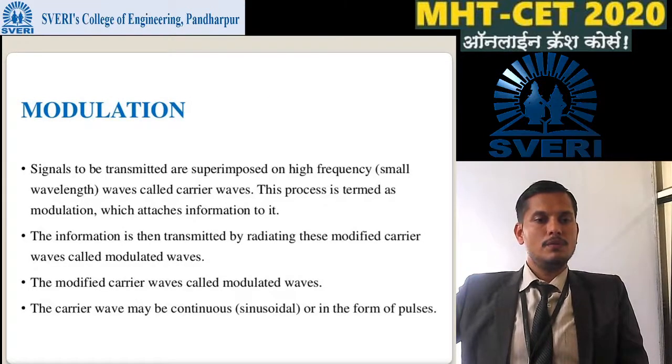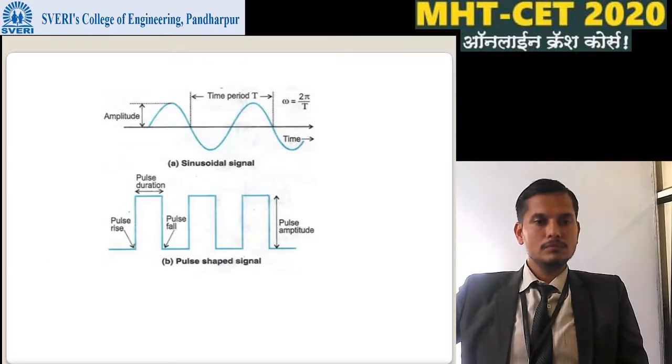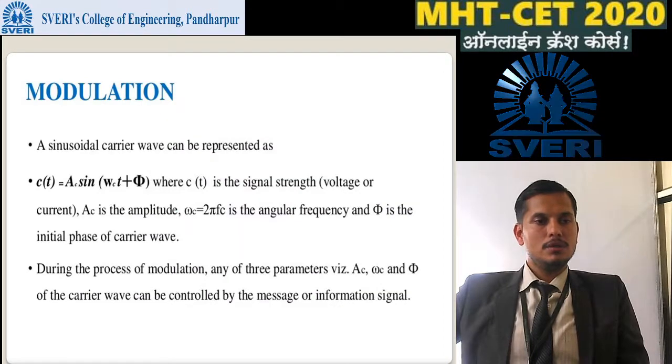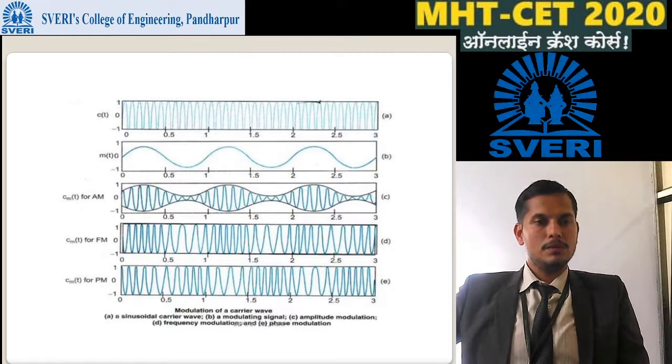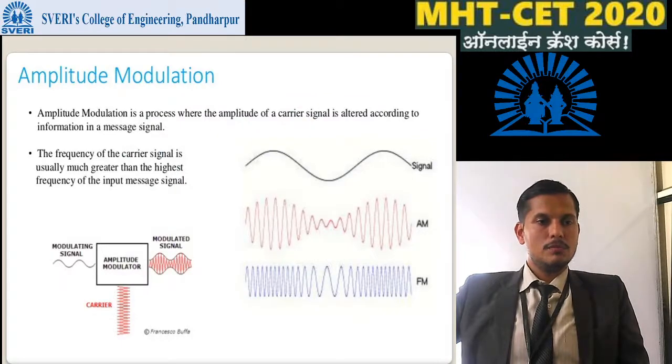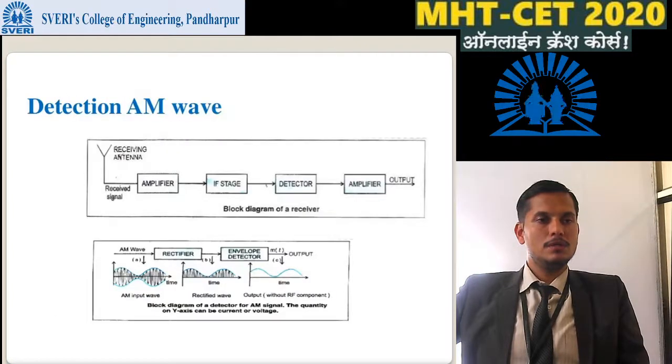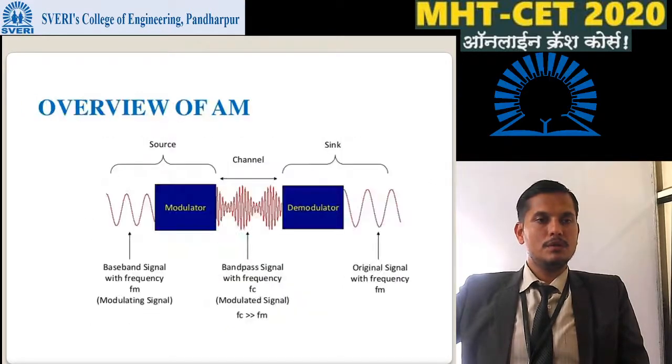And once again we discussed modulation, sinusoidal or pulse shaped. Then in modulation we observed some equations. What is meant by modulation, where a sinusoidal carrier wave and a modulating signal are used, and how amplitude modulation takes place. So this amplitude modulation we have discussed. Then carrier signal equations, modulating signal equations, and detection of these AM waves by the receiver, that is the block diagram of the receiver.